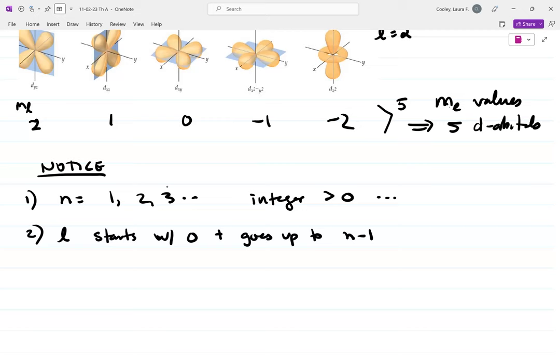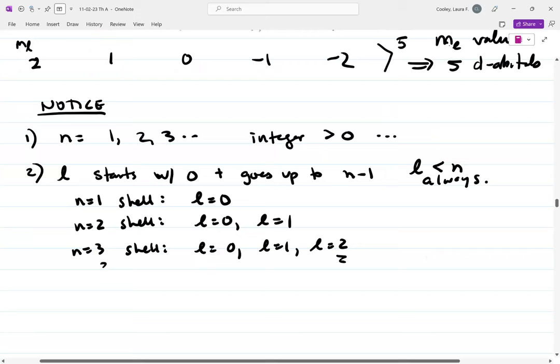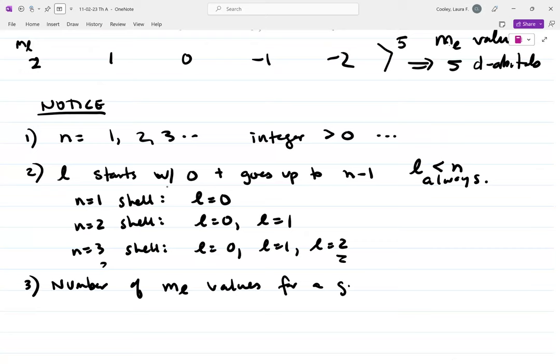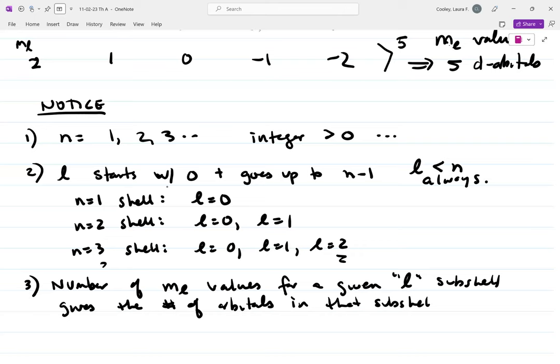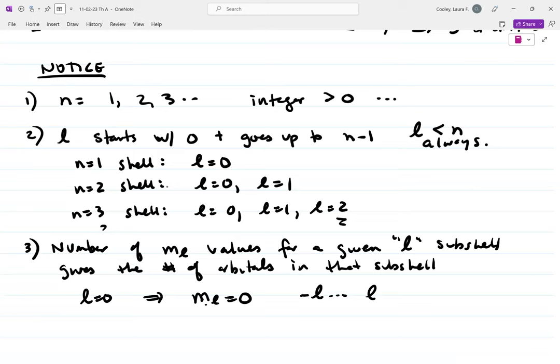So for the n equals 1 shell, you only have l equals 0. For the n equals 2 shell, you have l equals 0 and l equals 1. For the n equals 3 shell, you have three different values, but notice the 2 is still less than 3. So l is always less than n. It doesn't ever get up to n. And the third thing is that the number of m sub l values for a given l subshell gives the number of orbitals in that subshell. So if you have l equals zero, m sub l can be only zero. It starts with negative l and goes up to l, adding one each time.